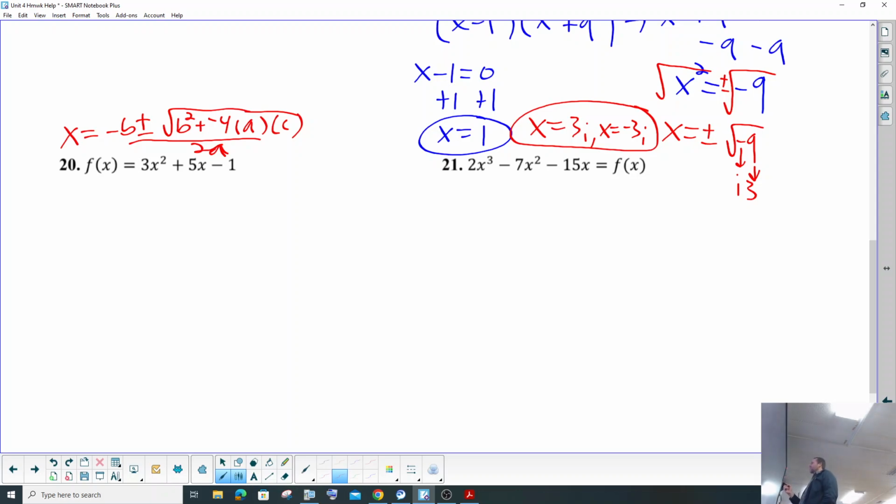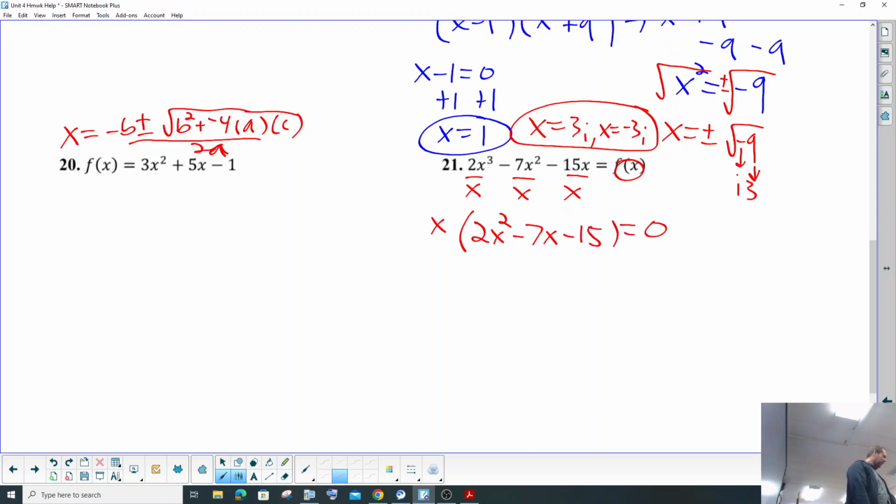Okay, this one looks like we could pull out a GCF of just x, maybe. So equal to 0. If we pull out an x, what are we left with? Pause me. You try it on your own. So we're left with, because a 2 can't come out, can it? So we have a 2x squared minus 7x minus 15. Set it equal to 0.